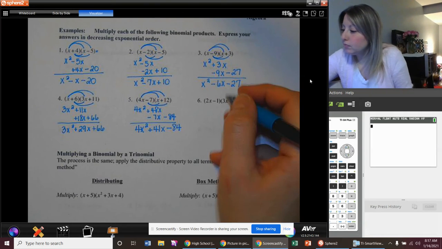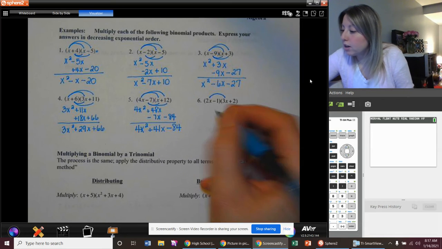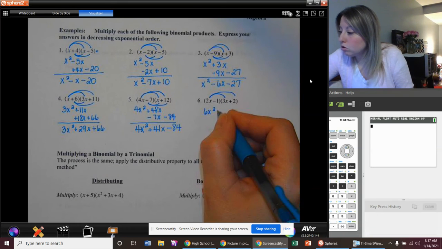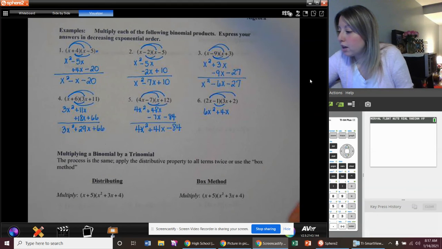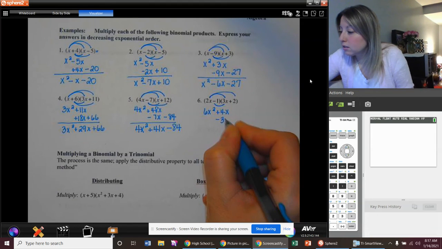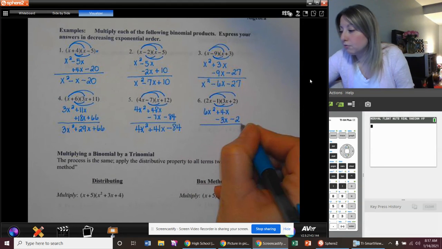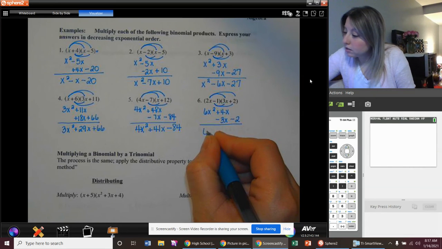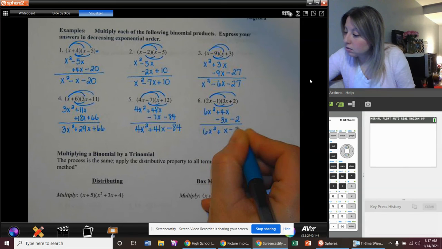Okay. Last, but certainly not least, number 6 here. 2x times 3x is 6x squared. 2x times 2 is positive 4x in the middle. Negative 1 times 3x is negative 3x. And negative 1 times 2 is negative 2 at the end. Again, different signs, right? So we were subtracting to get the middle. Again, that was the case. 6x squared plus 1x, or just x, right?